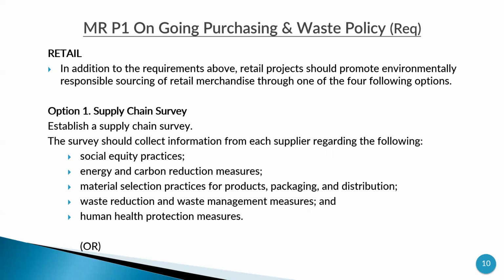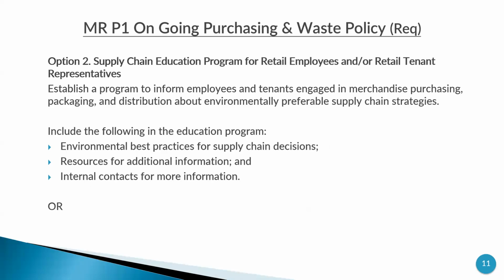So, in addition to the requirements above, retail projects should promote environmentally responsible sourcing of retail merchandise through one of the four following options. Option 1, supply chain survey. Establish a supply chain survey. The survey should collect information from each supplier regarding social equity practices, energy and carbon reduction measures, material selection practices for products, packaging and distribution, waste reduction and waste management measures, and human health protection measures. So these are a few of the things the supply chain survey covers.